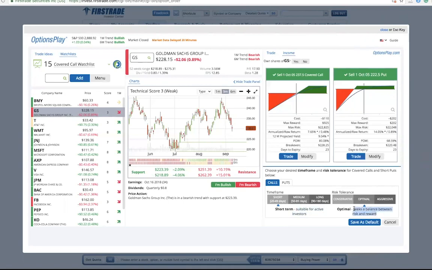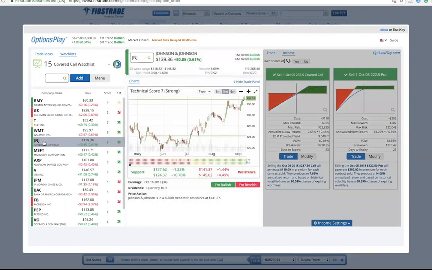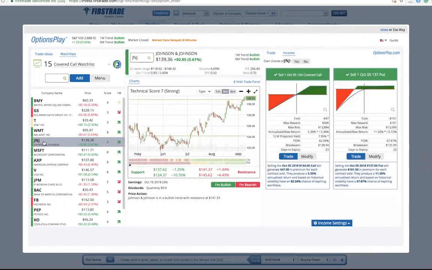So for those of you, you definitely want to click through these and see which risk tolerance you fall under, which time frame you fall under. And once you do that, all you have to do is click on a stock, and we will help you find the expiration date and strike price that best suits your criteria.